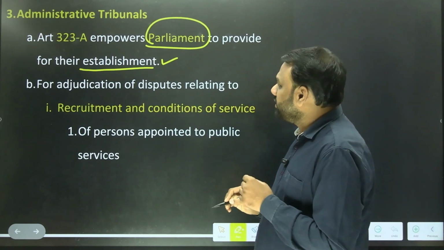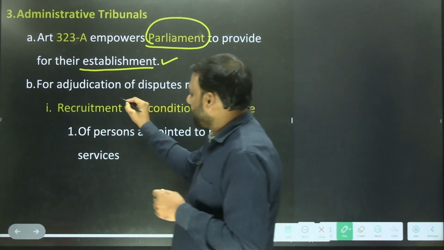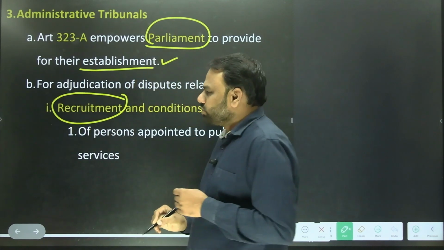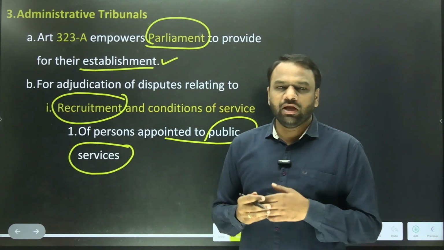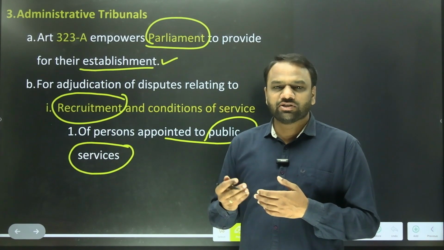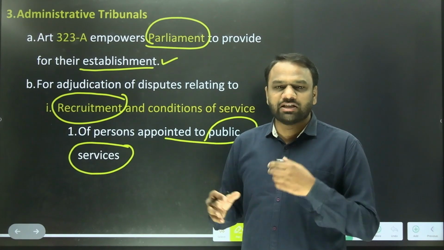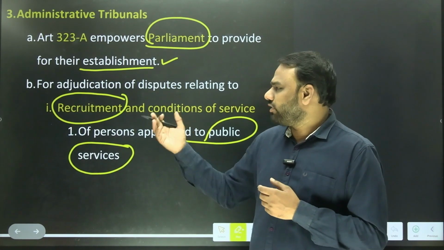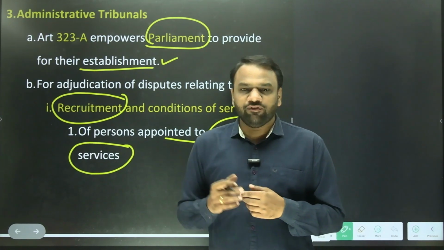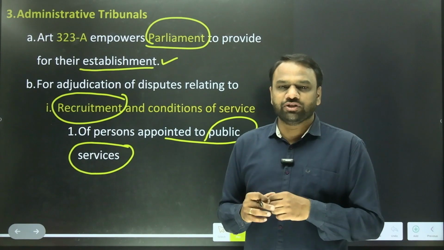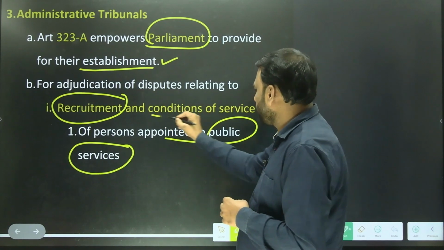what kind of disputes can these administrative tribunals handle? They can handle disputes related to recruitment of persons appointed to public services. For example, a person has been appointed and some other person has not been appointed. The person who has not been appointed feels that there has been some injustice in the appointment process, so he can go to the administrative tribunal. Or the person who has been appointed, if he is facing problems with respect to the appointment procedures, can also go to the administrative tribunal.